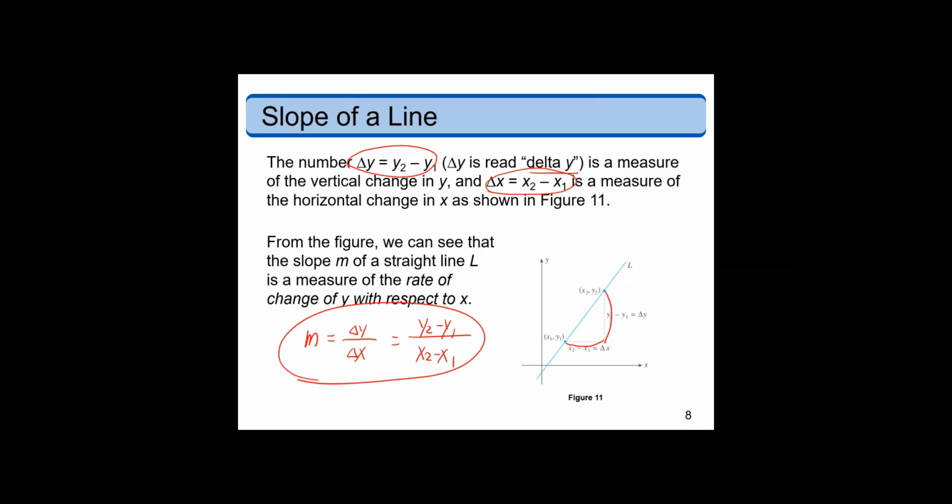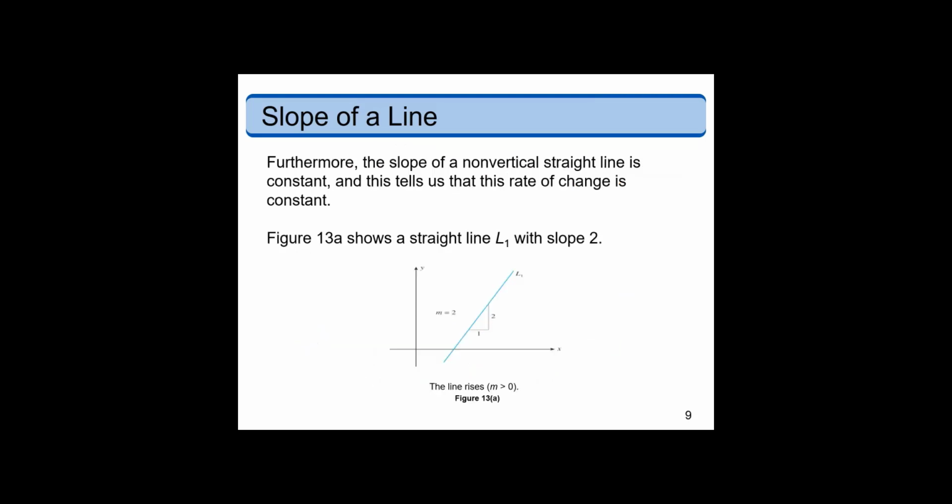And this is the graphical aspect of the slope. And the slope of any non-vertical straight line is constant. So this constant is what we call the slope, right? This constant refers to the slope.